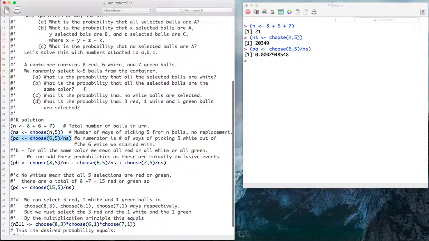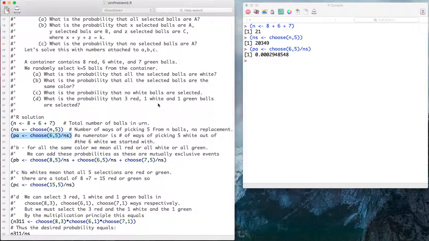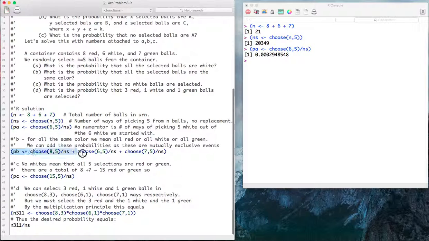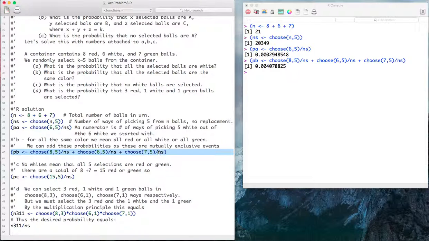Next question. What's the probability that all the selected balls are the same color? Here's where we start using our theorems about probability. What does all the same color mean? It means all are red, or all are white, or all are green. These are mutually exclusive events, so to get the total probability of the ors, we add them. Now notice, this is the number of ways of picking the 5 out of the 8 red, number of ways of picking 5 out of the 6 white, number of ways of picking 5 out of the 7 green, and you get 0.004.